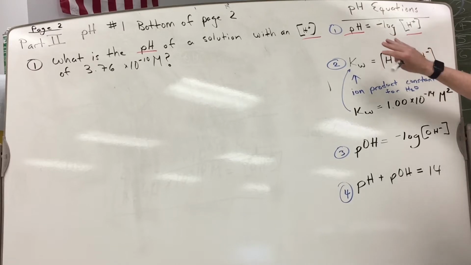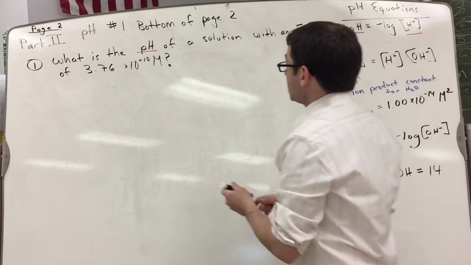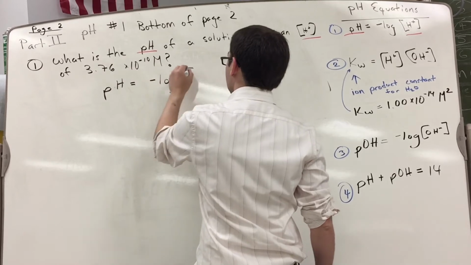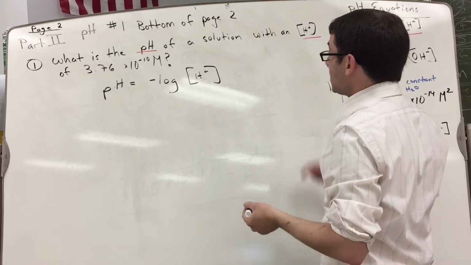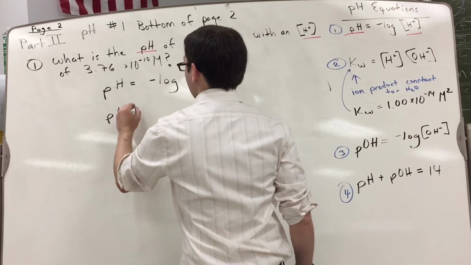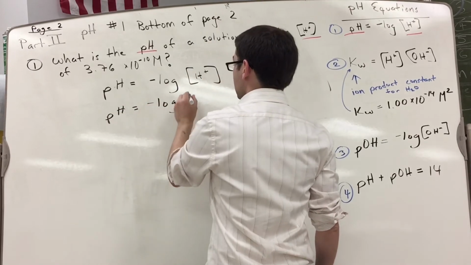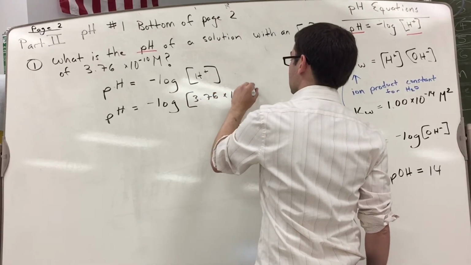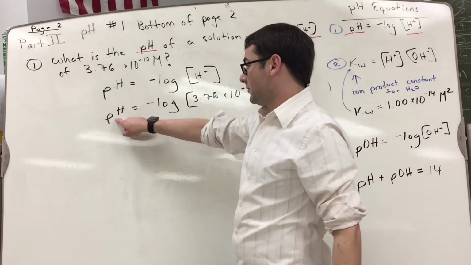but it's very easy to use the calculator to figure this out. So we write down the equation first. So we have pH equals negative log H plus concentration, and then you plug in what's known. In this case, we know that the H plus concentration is the 3.76 times 10 to the negative 10th, so we just plug that in. So there's our negative log. And then there's our problem here. So we're solving for this here.